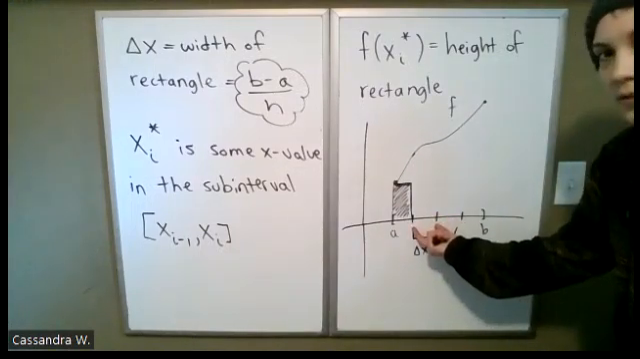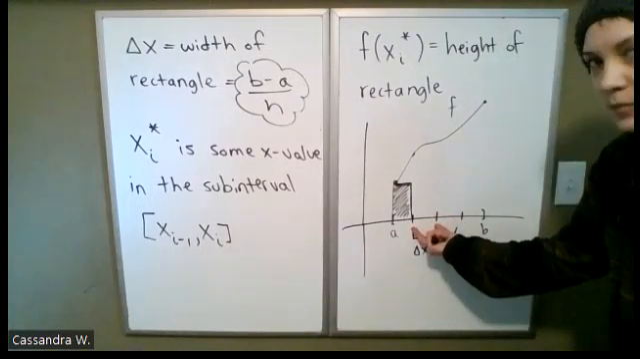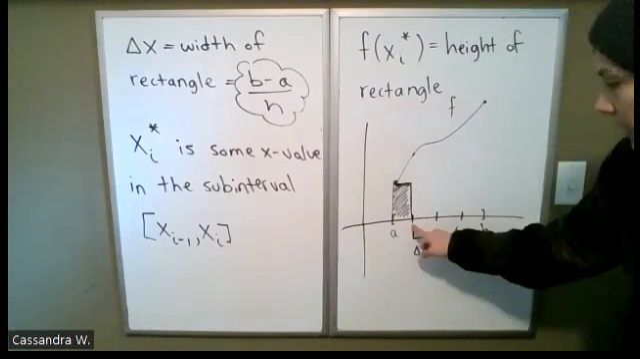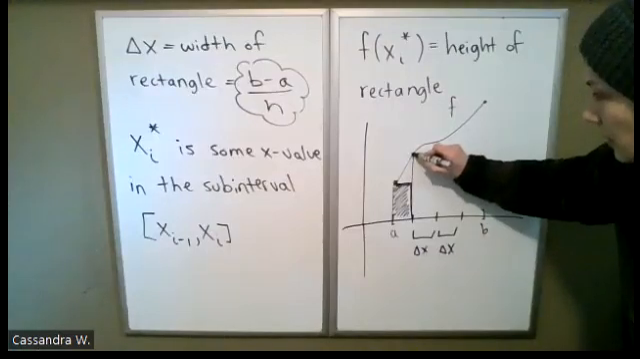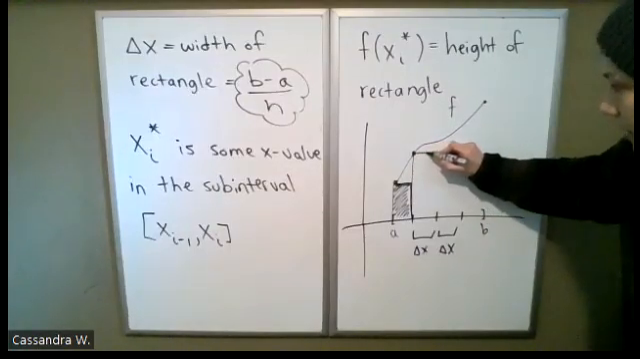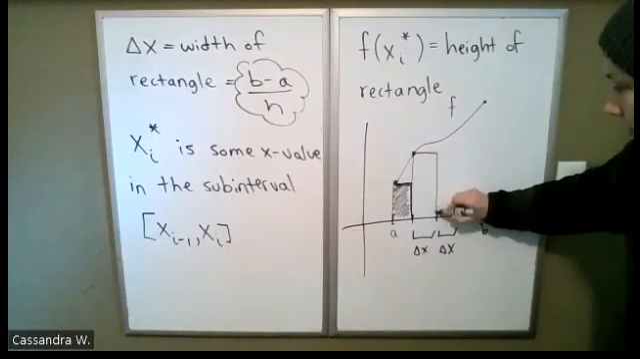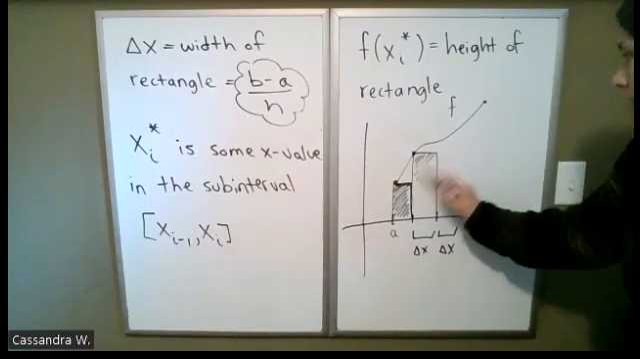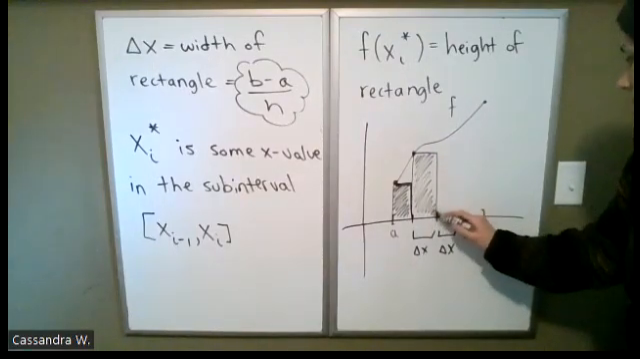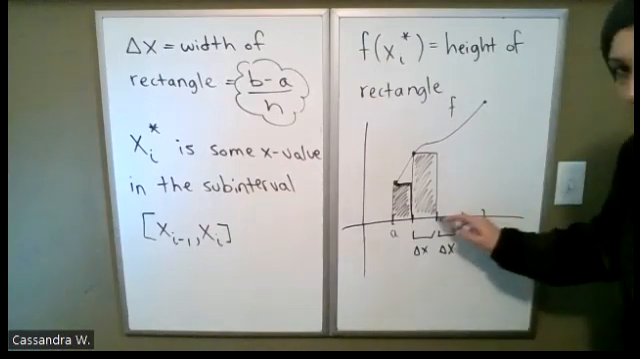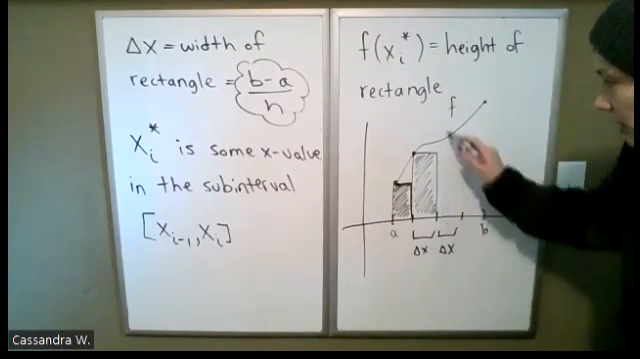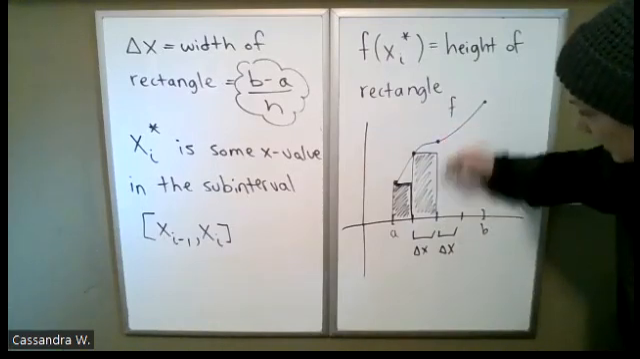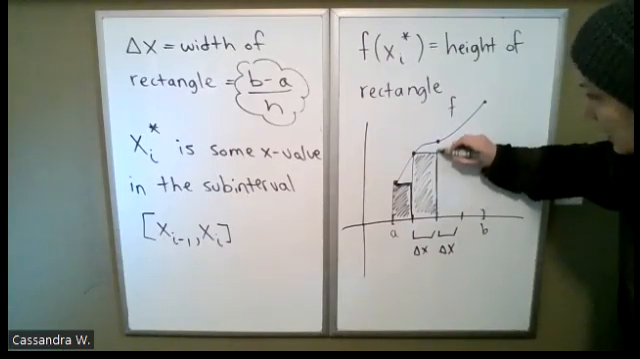So for the next subinterval, we were using the left endpoint. So we're going to go right here and find f evaluated at that point, right there. And that's the height of the next rectangle. Next interval, go on the left end, find f of that x value right here, and create a rectangle with that height.